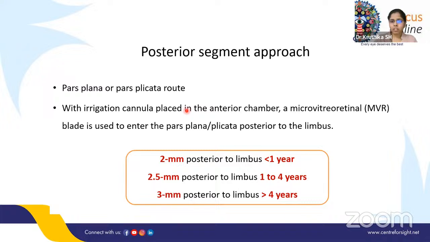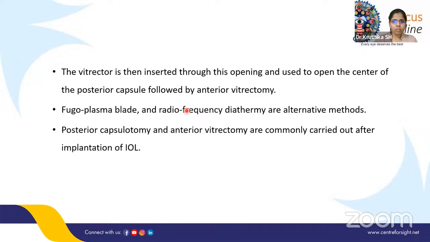We should make sure that the incision given posterior to the limbus is 2 mm away from the limbus if the child is less than 1 year of age. If the age is 1 to 4 years, the incision should be 2.5 mm posterior to the limbus. If the kid is more than 4 years old, then the incision should be 3 mm or more. After which the vitrector is inserted through this opening, that is the opening made by the MVR blade, to open the center of the capsule, followed by anterior vitrectomy.